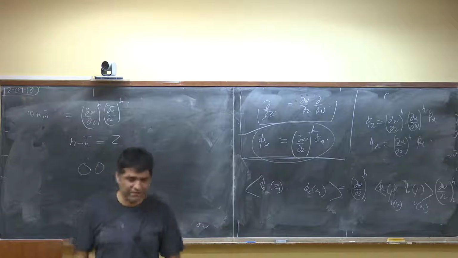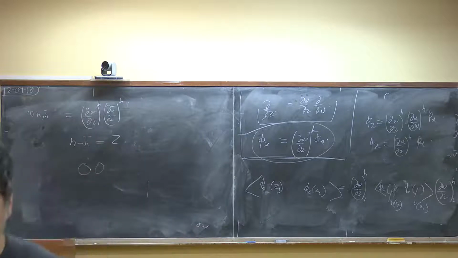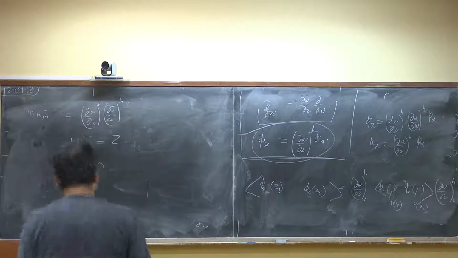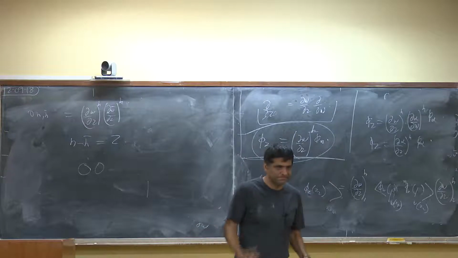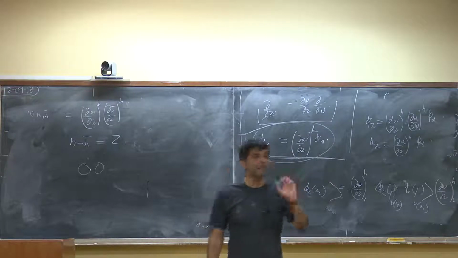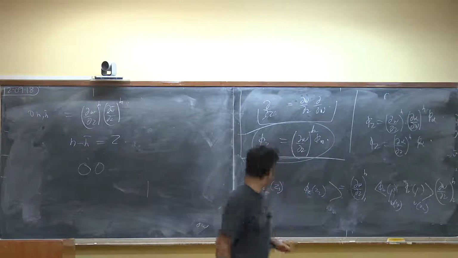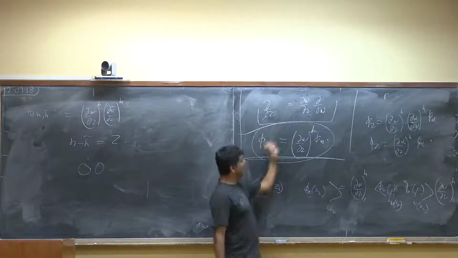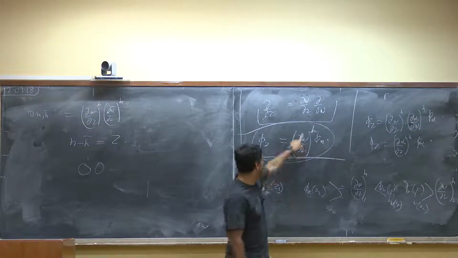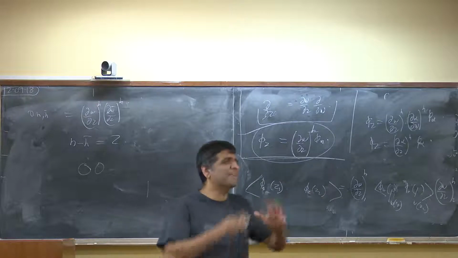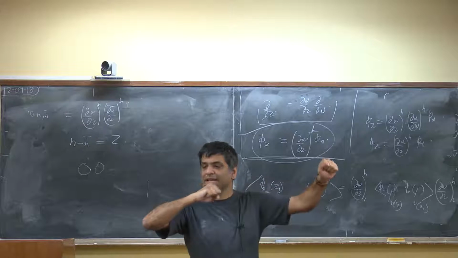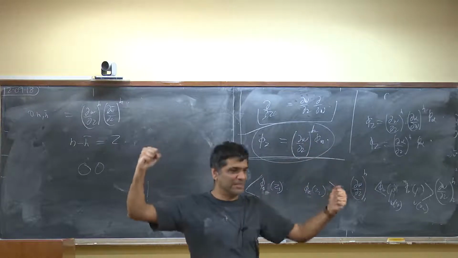What is the motivation for defining a primary operator? You see, one thing is this. Suppose you have an operator that is a scalar under conformal transformations. Then I take a derivative of it. That will make it transform like this with h equals 1. Okay? So suppose in some naive way, you had some operator that was just invariant under conformal transformations.